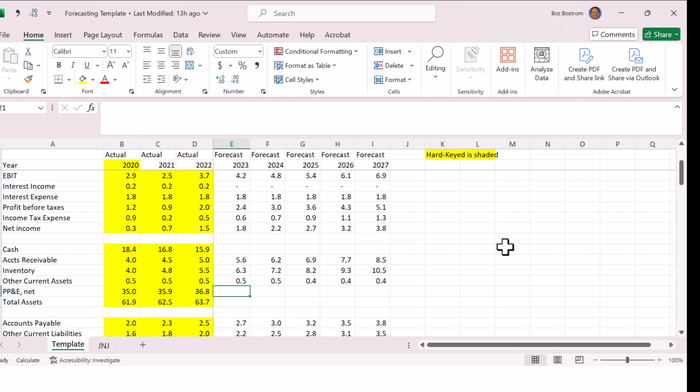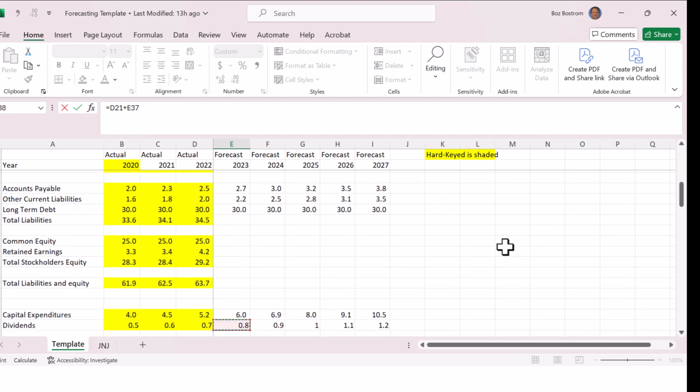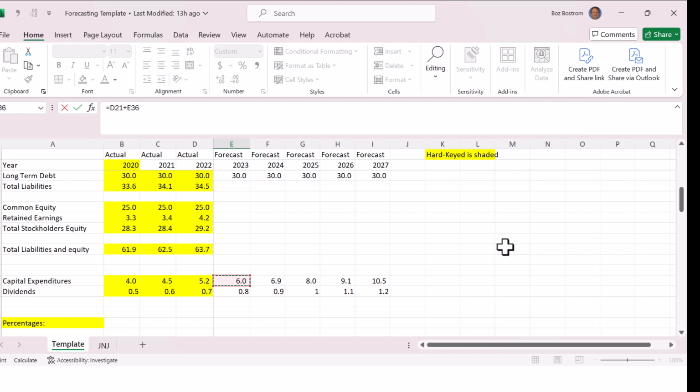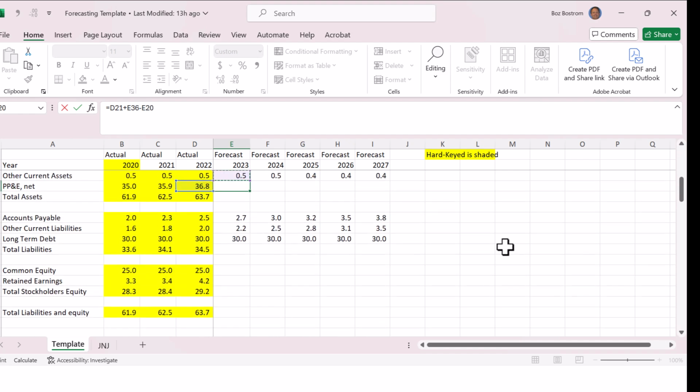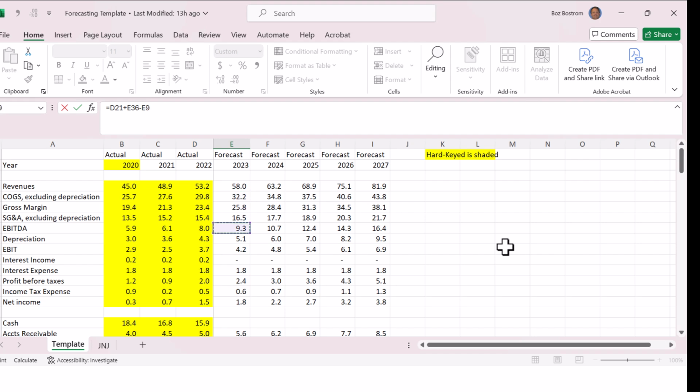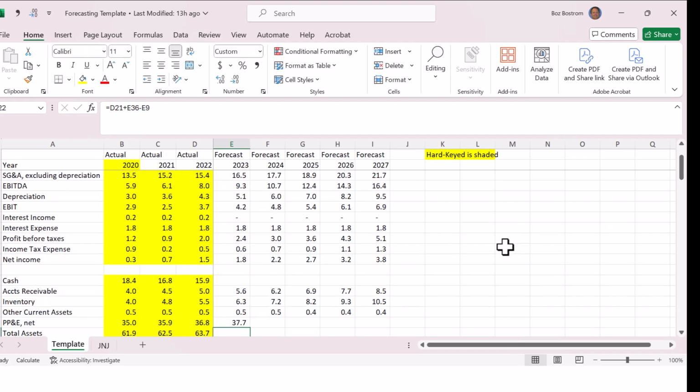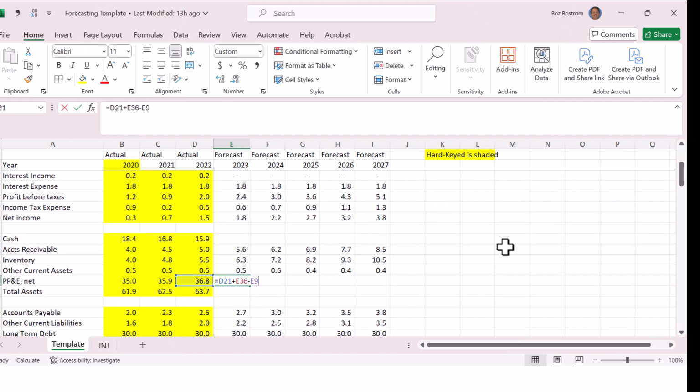Well, property, plant, and equipment, let's just start working down. I'm going to do cash last, so equals the previous cell plus capital expenditures. All right, and then I want to subtract off depreciation expense, and I get that from the income statement. So I've got previous year plus capital expenditures and then subtract off depreciation expense.